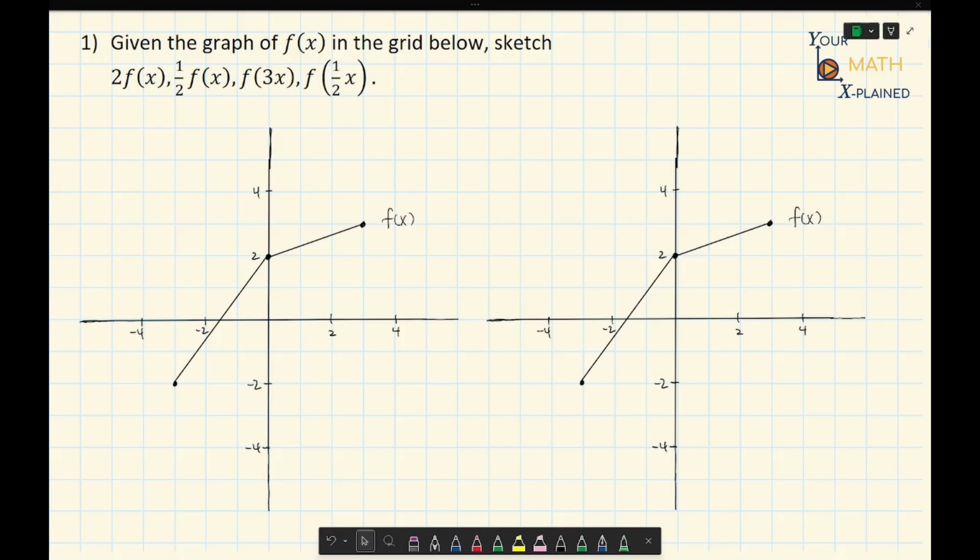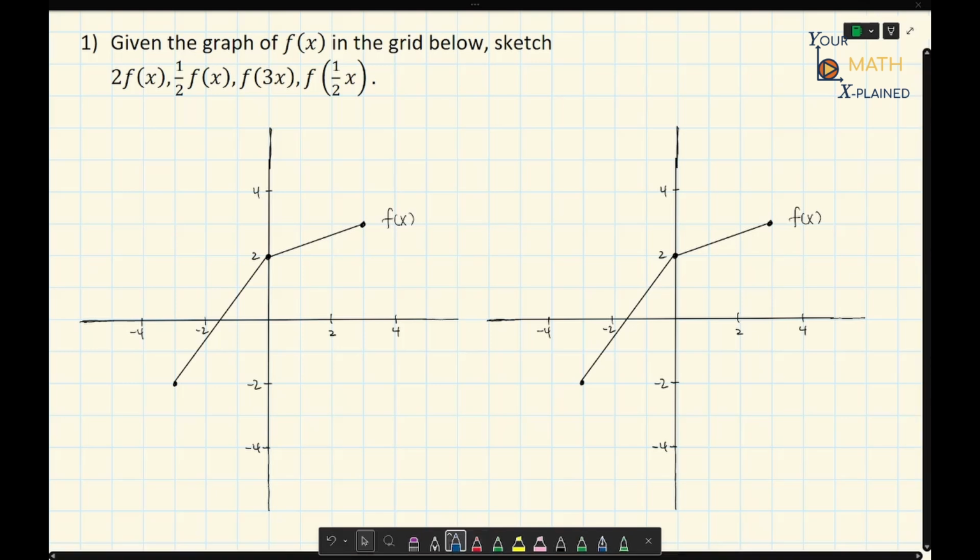So now let's go ahead and apply that knowledge to this problem here. For this question, we're given the graph f of x. And what we want to do is sketch 4 different types of compressions and expansions. So we're going to do the vertical expansions and compressions on the first graph, and then we're going to do the horizontal ones on the second graph.